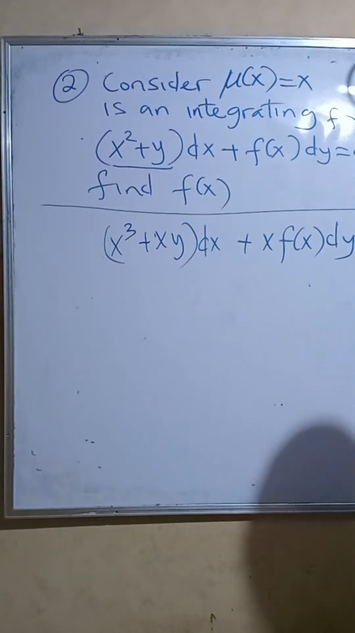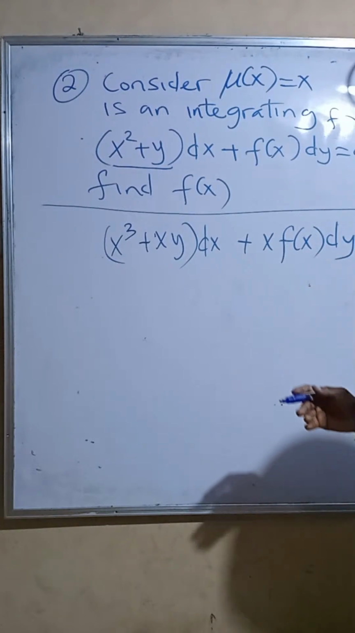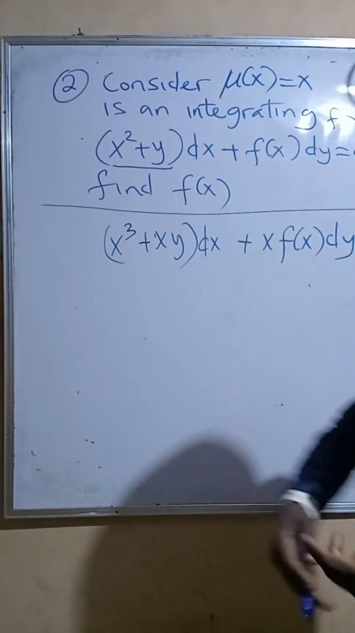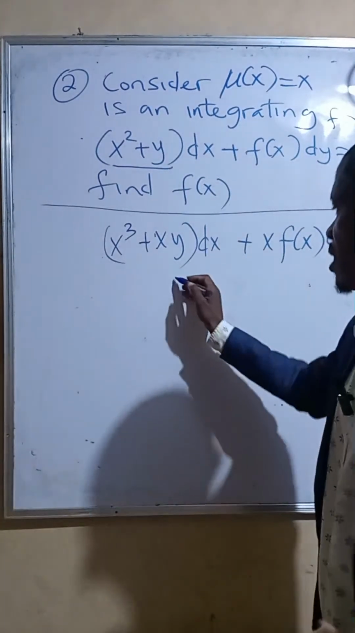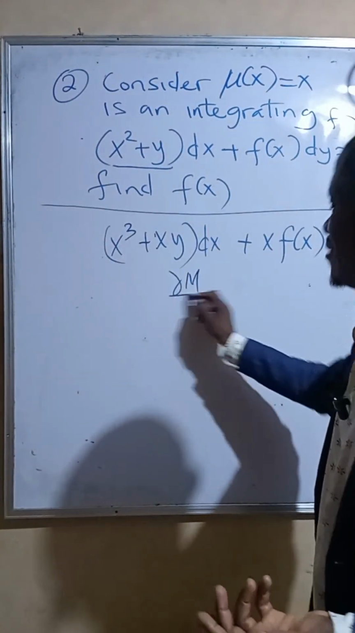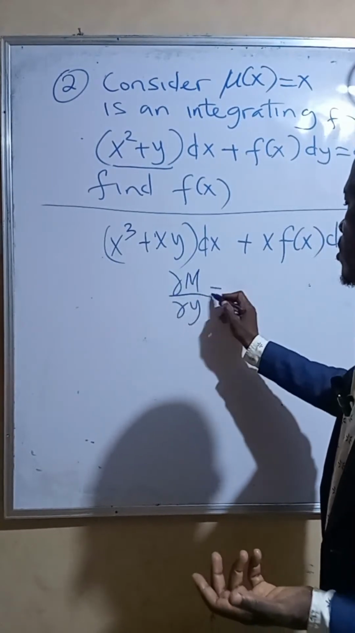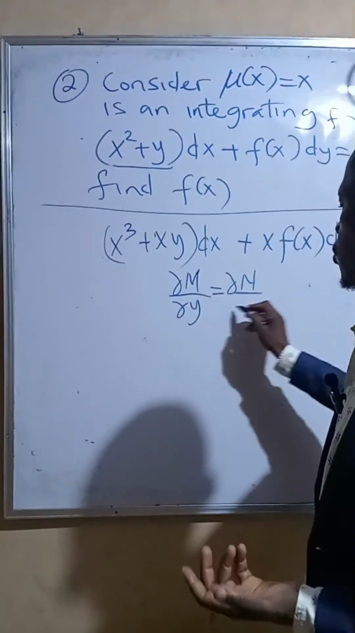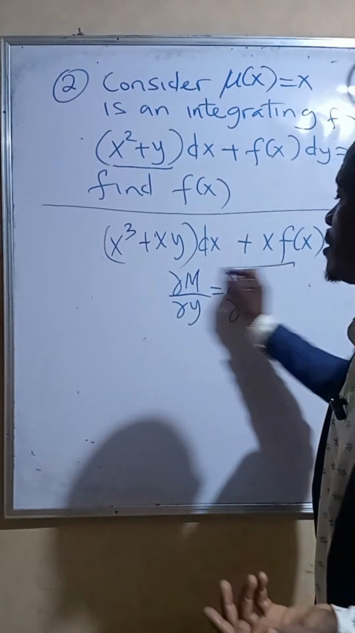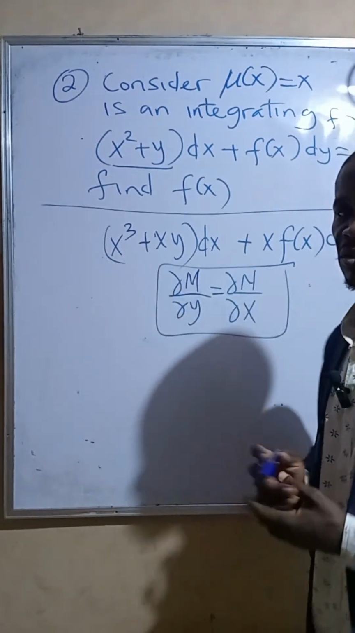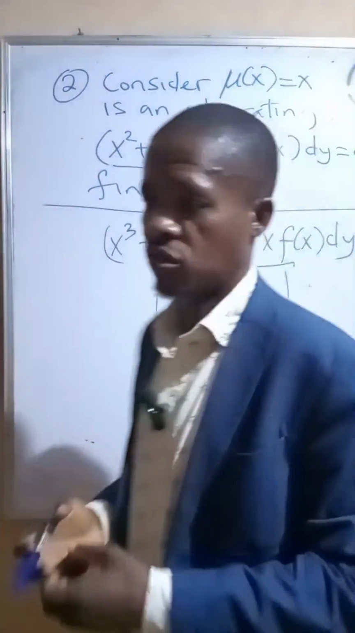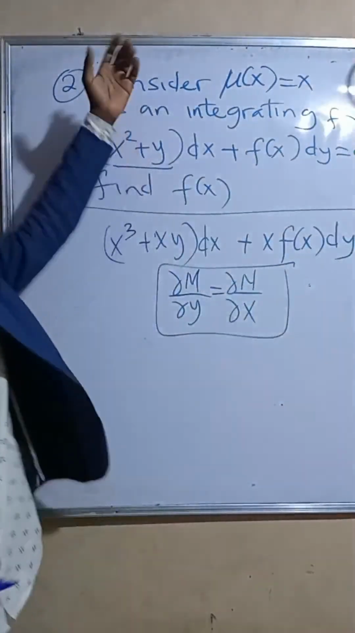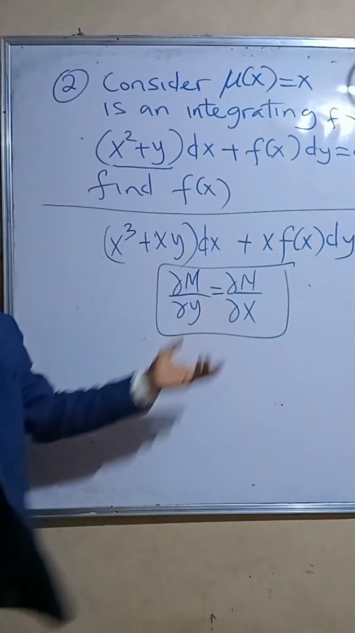Once you've used the integrating factor to multiply the differential equation, definitely the equation will be exact. That's what we are going to base our judgment upon. Once we have the integrating factor, the differential equation will be exact.